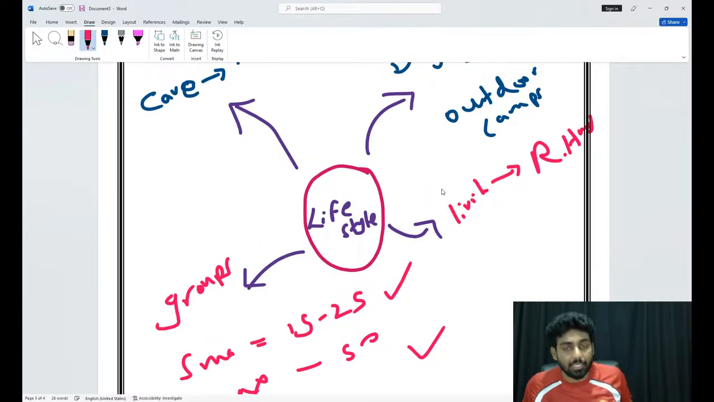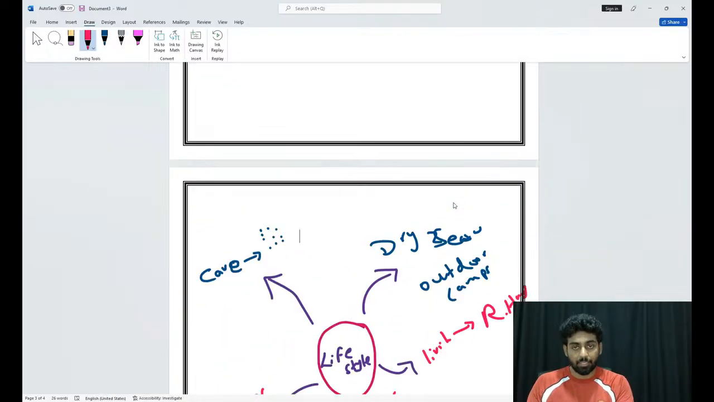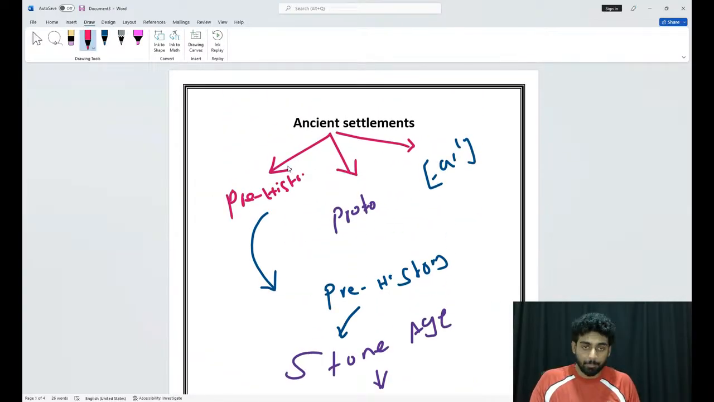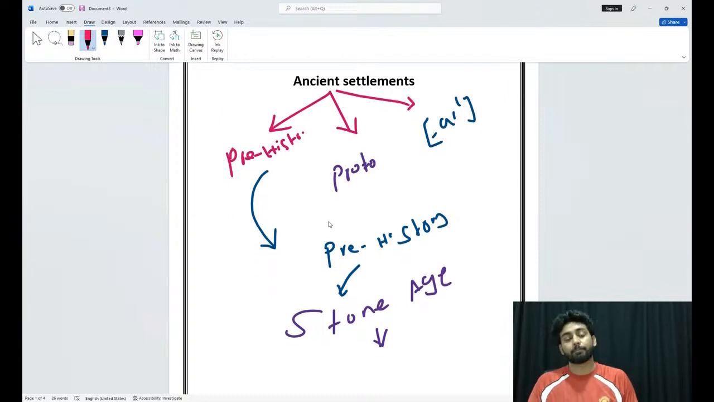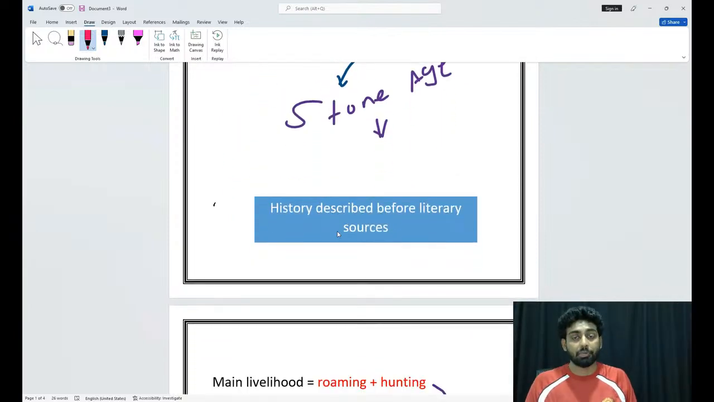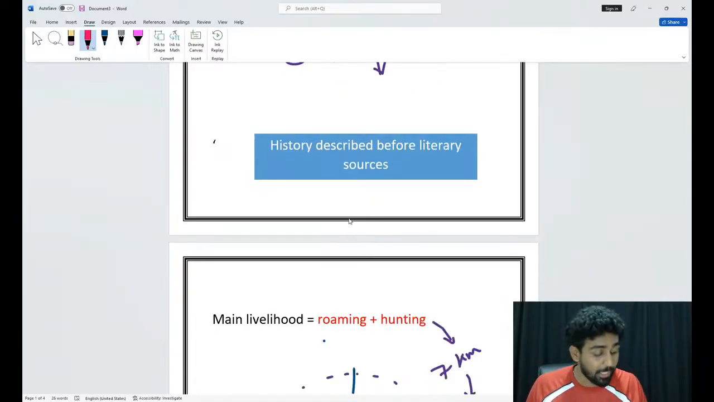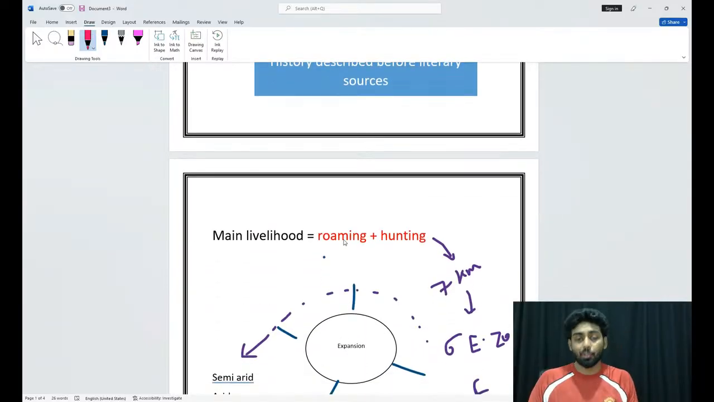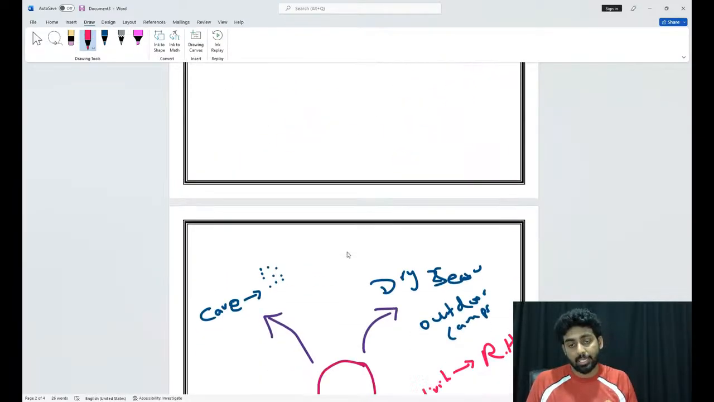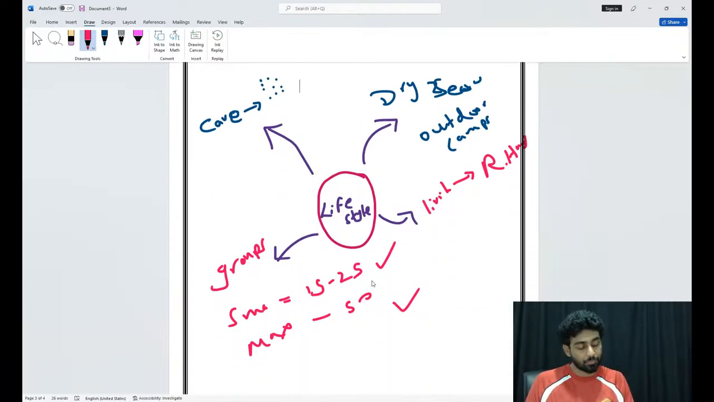So this is the lifestyle in short form, a summary of all these factors. Today we revised that ancient settlements are studied under three parts: prehistory, protohistory, and early history. Prehistory is also known as the Stone Age. The history described before literary sources is known as prehistory. Their main livelihood was roaming and hunting. We discussed their expansion as well as the key features of their lifestyle.